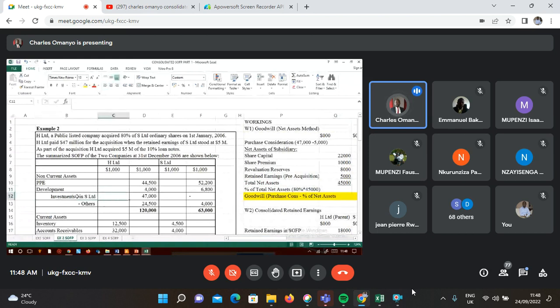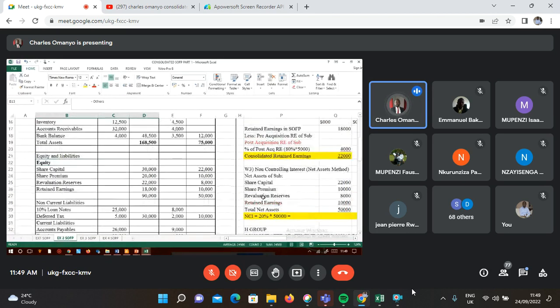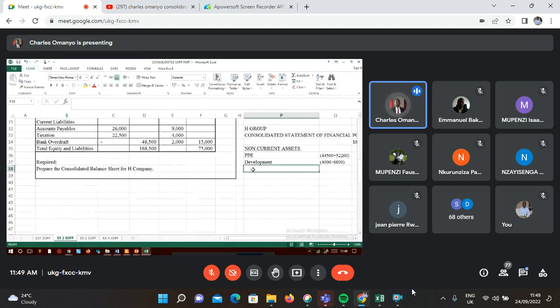Investment in subsidiary, we said, is not what? Consolidated. It is always investment in S Limited. Don't consolidate investment in subsidiary. What you consolidate is other investments.